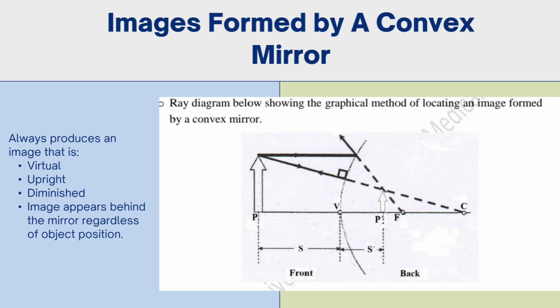Finally, we have the slide about images formed by a convex mirror. So a convex mirror is curved outward and it is also called a diverging mirror because it spreads out the reflected rays. So no matter where the object is placed, a convex mirror always produces an image that is virtual, upright, and diminished, meaning it looks smaller than the object. So the image always appears behind the mirror, regardless of the object's position. That is why convex mirrors are commonly used as vehicle side mirrors, as they give a wider field of view, allowing drivers to see more area behind them, though the image appears smaller.